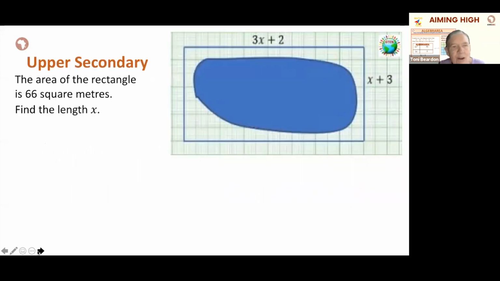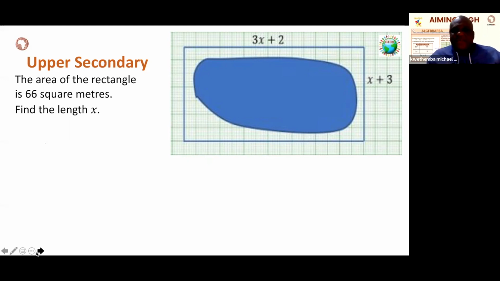Now we need to move on, and Tembe, you're going to talk about upper secondary, the older learners. Yeah, now with the older learners at secondary school, you'll appreciate the progression we have made from pre-primary playing with rectangles until we reach where we are now. On the slide, we have a rectangle whose sides are 3x plus 2 by x plus 3.